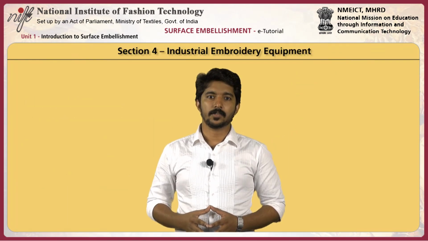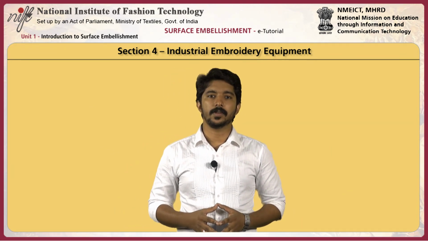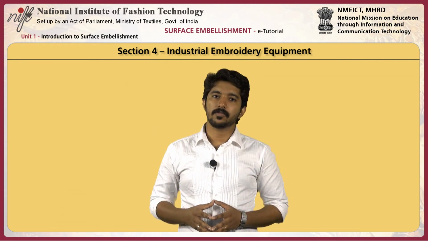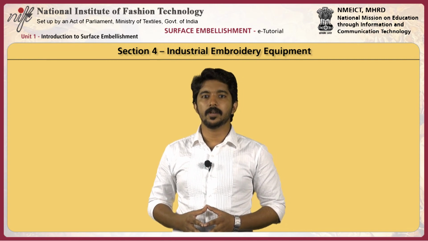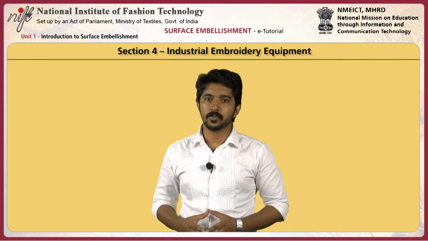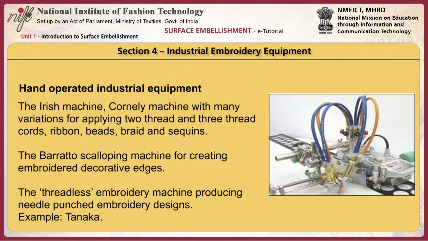The final section explains the different types of equipment used in the industrial embroidery industry. There are many types of industrial embroidery equipment. New technology is constantly becoming available, offering further opportunities for the embellishment of fabric. Hand operated industrial equipment includes the Irish machine and the Cornely machine with many variations for applying two threads and three threads, cords, ribbon, beads, braid and sequins.